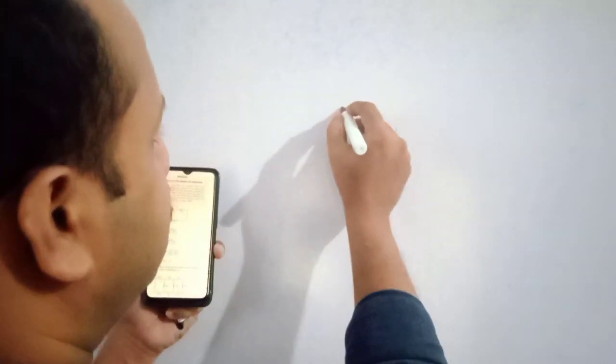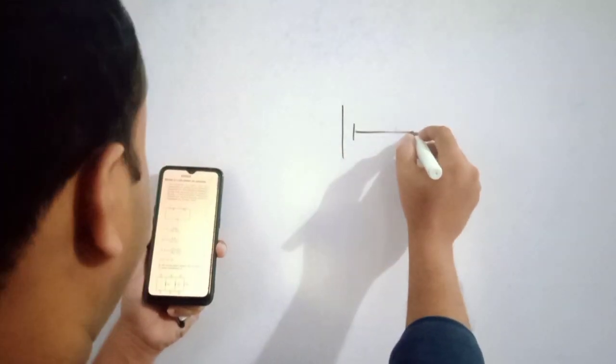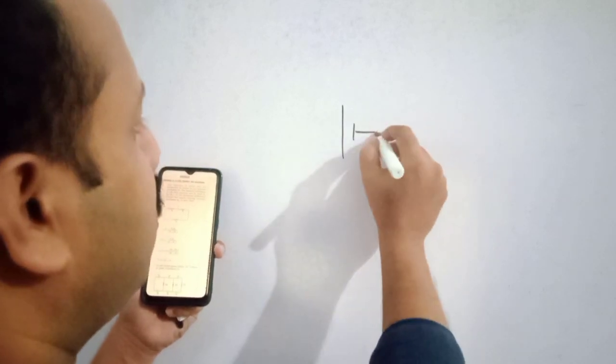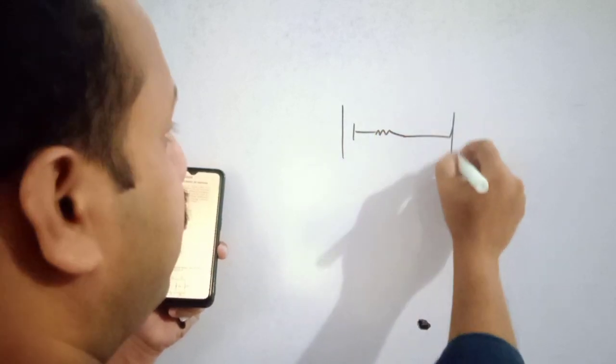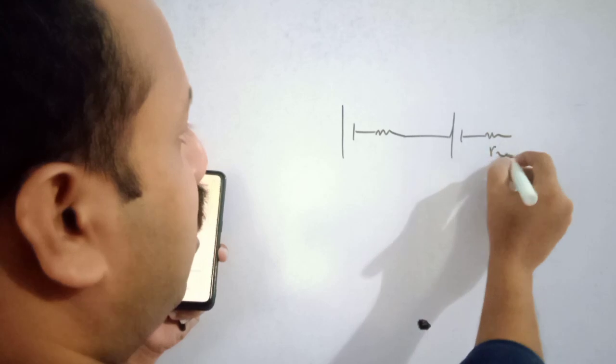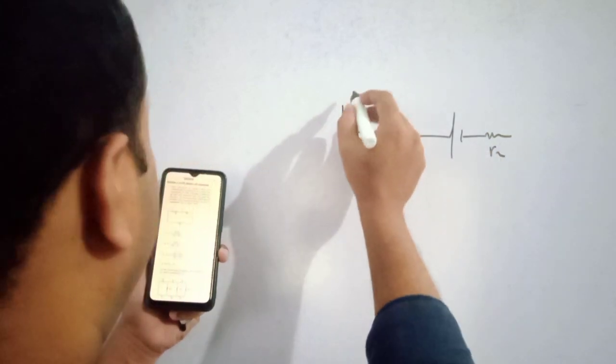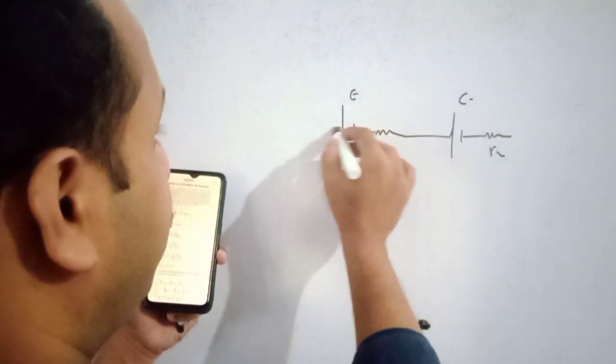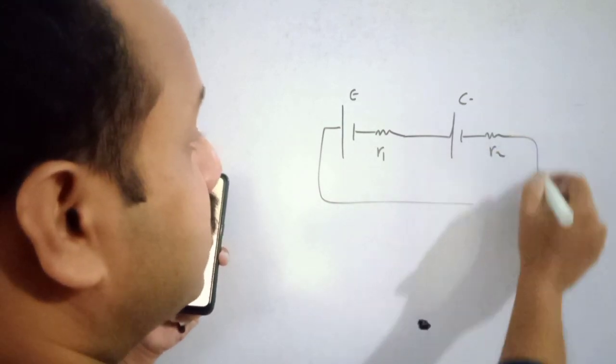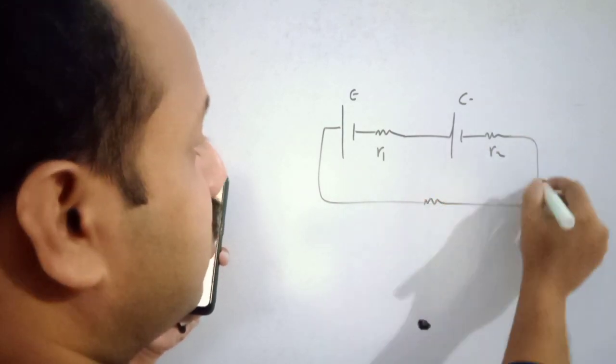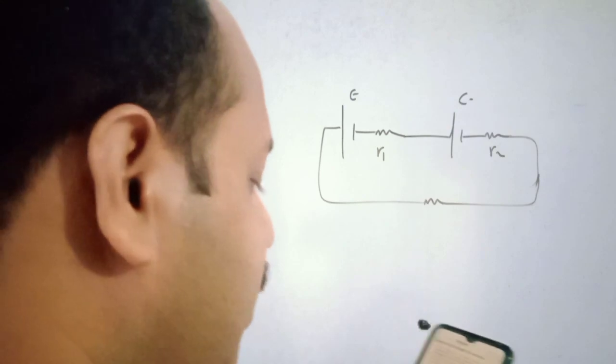Yes, first question. Two sources of equal EMF are connected in series just like this, right? Internal resistance is given as R1, and next one, internal resistance is R2. EMFs are equal, right? If it is connected like this, all of them are in series, right? All of them are in series.